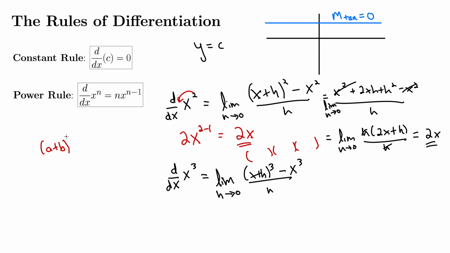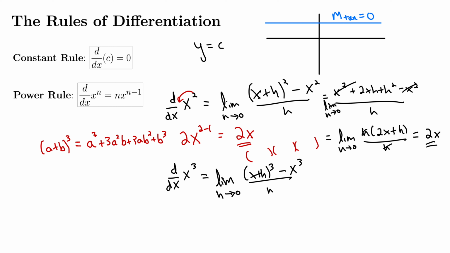(a plus b) cubed comes from the binomial theorem technically, but I find it useful to actually know this formula. Even in calculus, it pays dividends because it shows up enough that it's worth it to memorize. So here we go. (a plus b) quantity cubed is a cubed plus 3a squared b plus 3ab squared plus b cubed. That is the expansion of a binomial cubed.